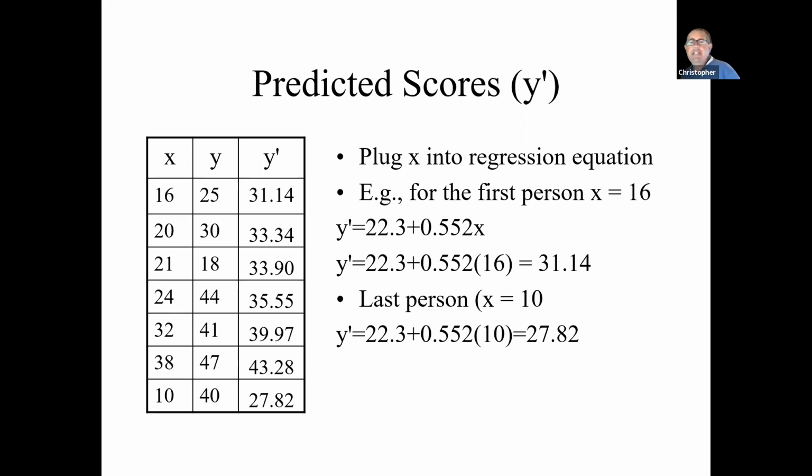You can see I've done this here. I've got a couple of examples. You can see the first person, I plug their X score of 16 into the equation, and I get 31.14. The last person, X of 10, I plug them into this equation, and I get 27.82. And you can do all of the other calculations on your own if you want to give it a shot.